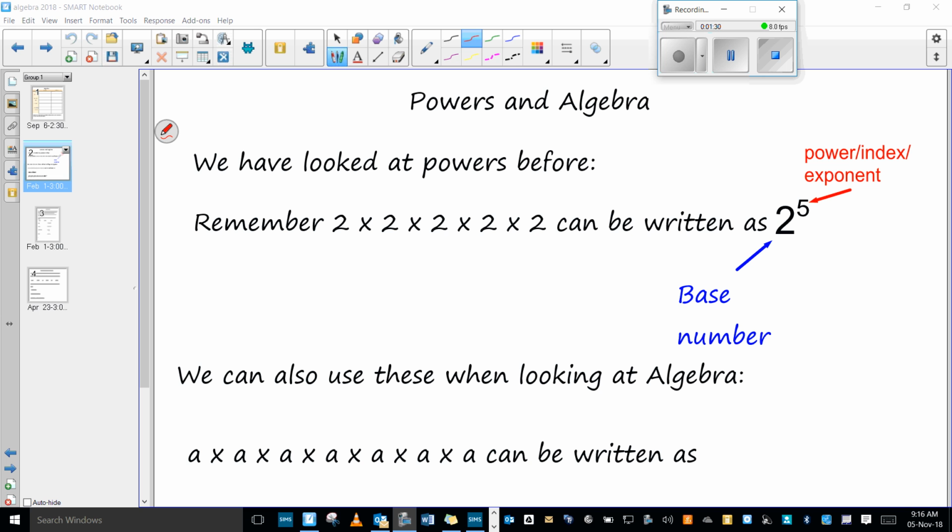Okay, so let's keep going. So we've got our base is 2, and our power, or our index, or our exponent is a 5. So this little number here tells us how many of them there are, and this tells us what is being multiplied by each other. So we can also use these when looking at algebra.